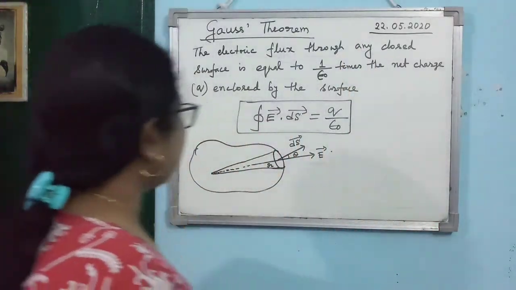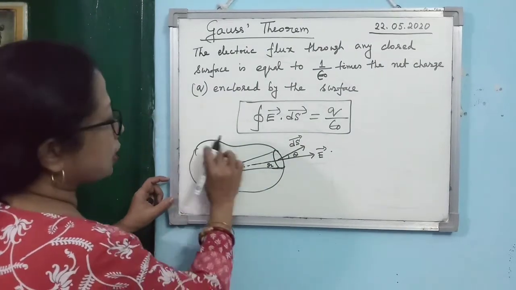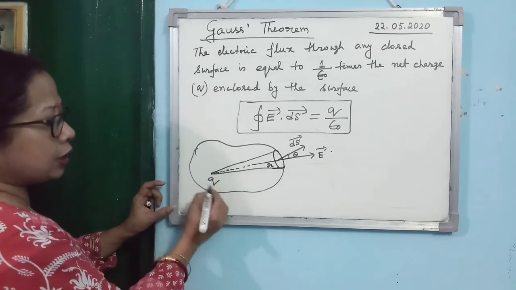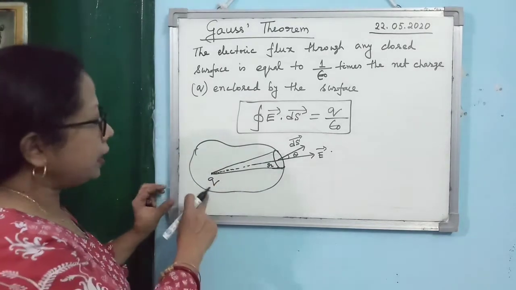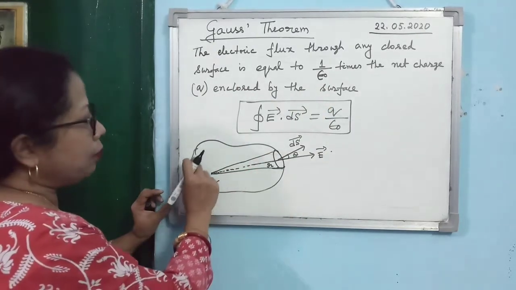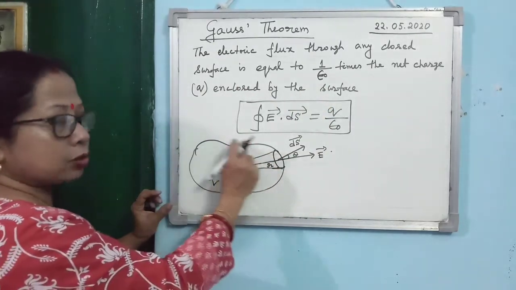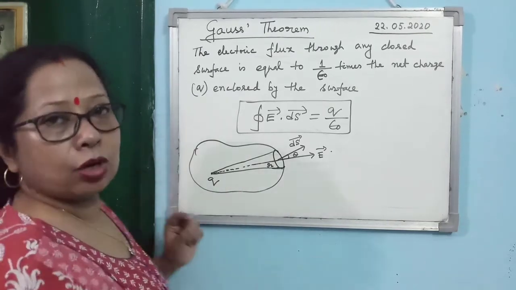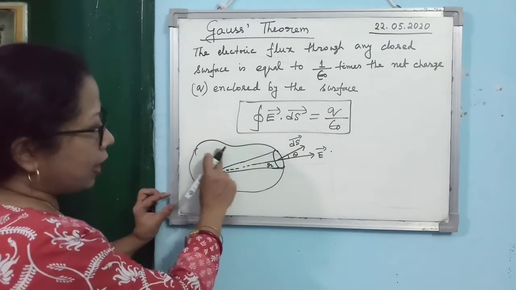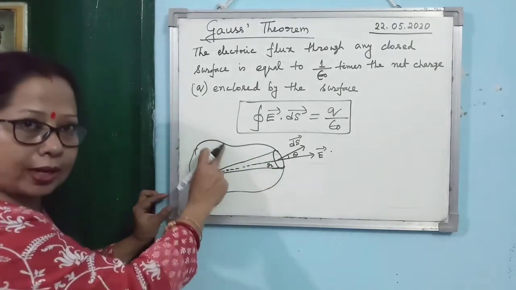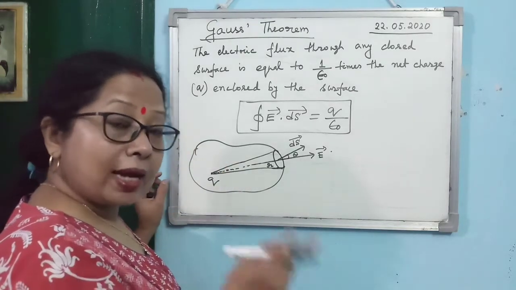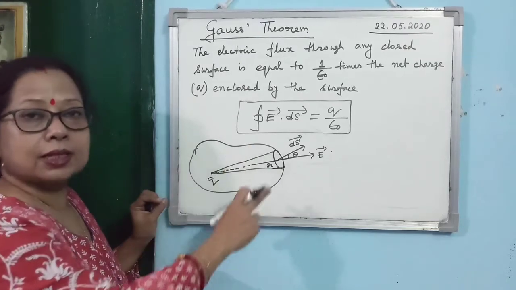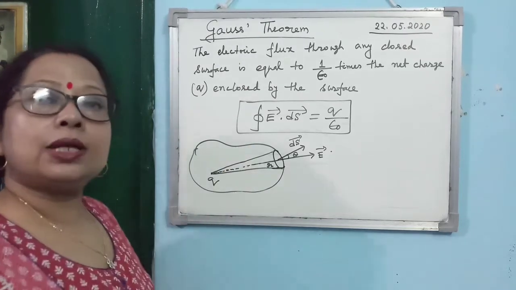Alright. So just consider this closed surface. This closed surface is enclosing a charge Q. Clear? So according to Gauss's theorem, what will be the total electric flux passing through the surface? It will be equal to Q divided by epsilon naught. Electric flux crossing through a closed surface is equal to 1 upon epsilon naught times the charge enclosed by the surface. So what is the total electric flux?